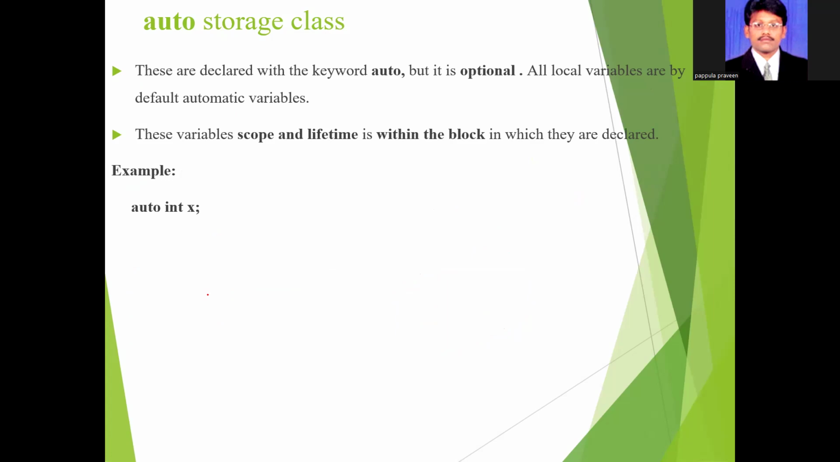Now coming to the auto storage class, these are declared with the keyword auto, but it is optional. All local variables are by default automatic variables. Remember this point. All local variables, like int a declared in main, are auto variables. Without the keyword auto, that is considered an auto variable. Scope and lifetime are within the block, because local variables are accessible only within the function or within the block.